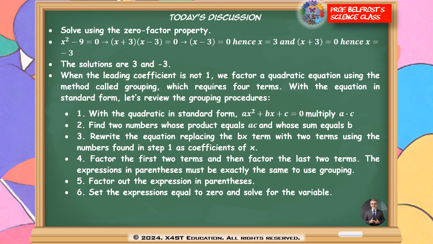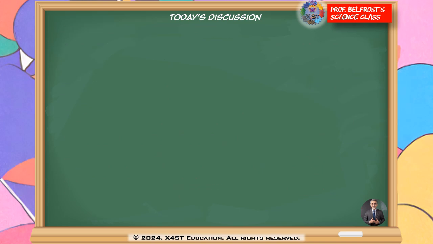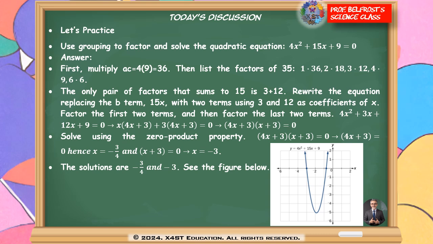Okay, in the previous lesson we have discussed how to factor the quadratic equation if the leading coefficient is 1, and today we'll learn how to do it if the coefficient is not 1. Okay, so we need to follow these 6 steps. Okay, I want you to read it by yourself. Actually, we have discussed it in the previous chapter, but I just want to remind you once again.